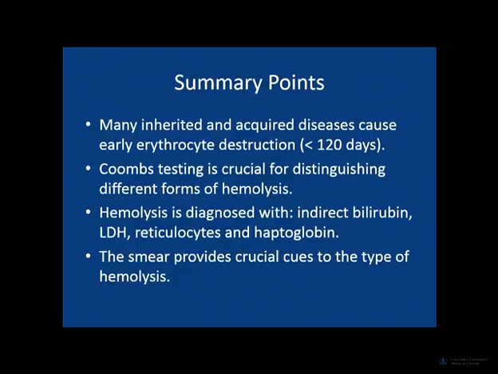Some of these things people are born with, and some of these things people pick up later in life. The most important first step in understanding why people have hemolytic anemia is doing something called a Coombs test. A Coombs test is basically a test when you're looking for an antibody against red blood cells. You have Coombs positive hemolysis, which is red blood cells being destroyed by an antibody in the blood, or Coombs negative hemolysis. And I'm going to go into this in detail.